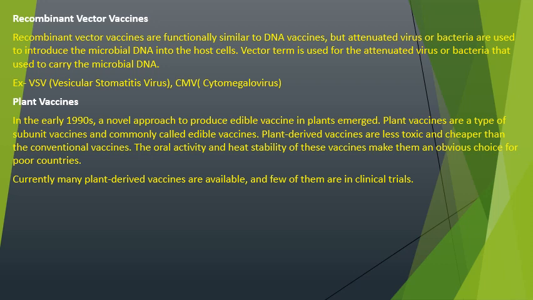Plant vaccines are very recent vaccines which have been developed by the extensive effort of the biologists with the medicinal experts. In the early 1990s, a novel approach to produce edible vaccine in plants emerged. Plant vaccines are a type of subunit vaccines and commonly called edible vaccines. Plant-derived vaccines are less toxic and cheaper than the conventional vaccines. The oral activity and heat stability of these vaccines make them an obvious choice for poor countries.